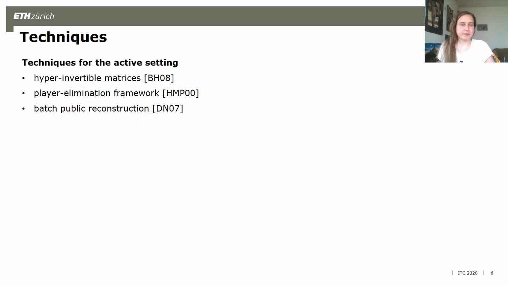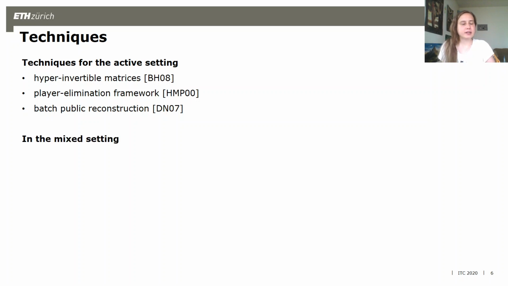So now a very brief overview of our techniques. So a takeaway of how we achieved this. We use techniques for the active setting. These techniques allow us to design linear protocols for this setting. And these include hyperinvertible matrices, which allow to compute many multiplication triples, player elimination framework, and batch public reconstruction.